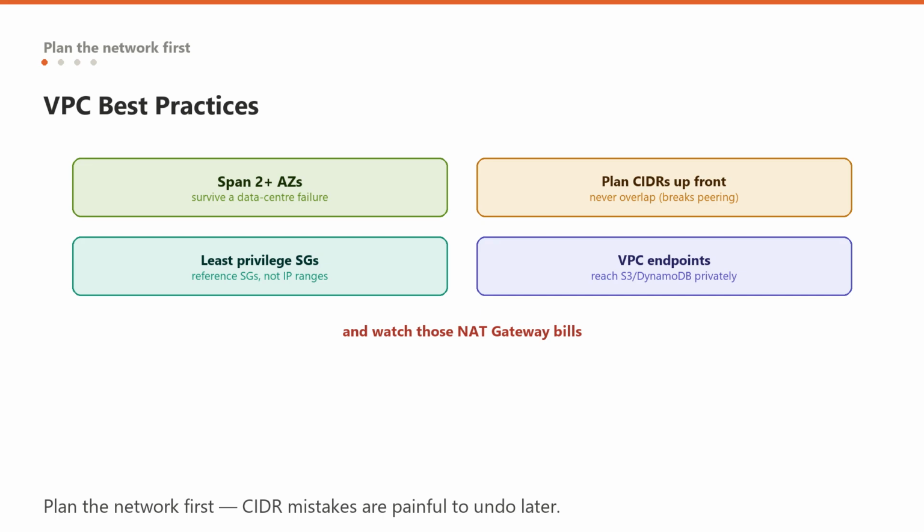Put only genuinely internet-facing things, load balancers and NAT, in public subnets. Everything else goes private. In your security groups, apply least privilege, and rather than allowing wide IP ranges, reference other security groups. For example, allow the database to accept traffic only from the app server's security group. And finally, watch your NAT gateway costs and use VPC endpoints to reach services like S3 and DynamoDB privately, without going over the internet at all. Said simply, a VPC is your private network, and route tables decide everything. Draw the 3-tier diagram and explain security group versus NACL, and you've shown you truly understand AWS networking.